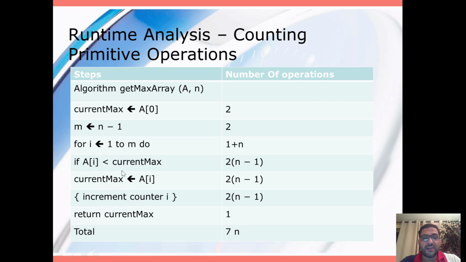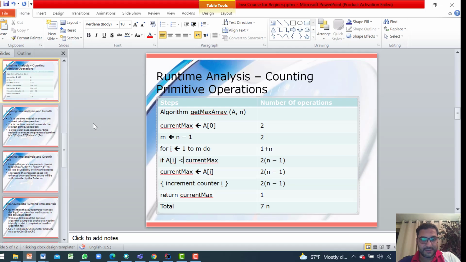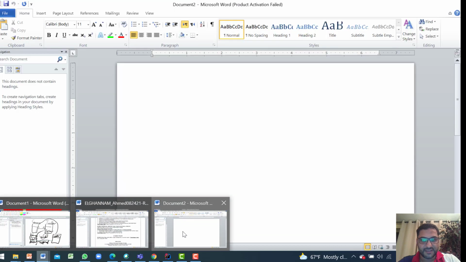Then I have the current max that has the last, or the maximum number of the array, and then I return current max. And then let's do the fun part here. Okay, so I'm gonna cancel this one. Let's open a Word document to analyze this beside what we have.